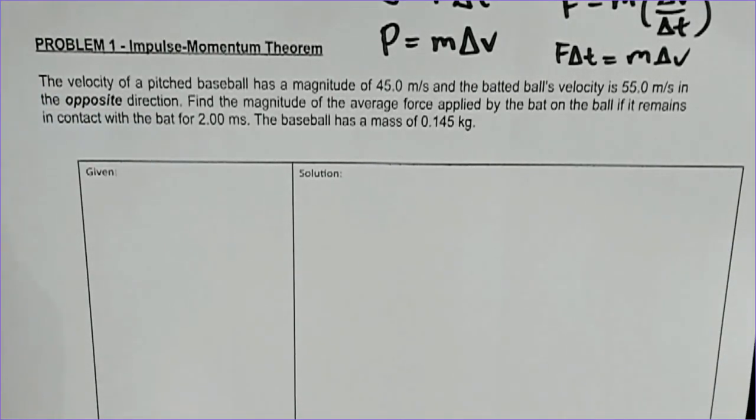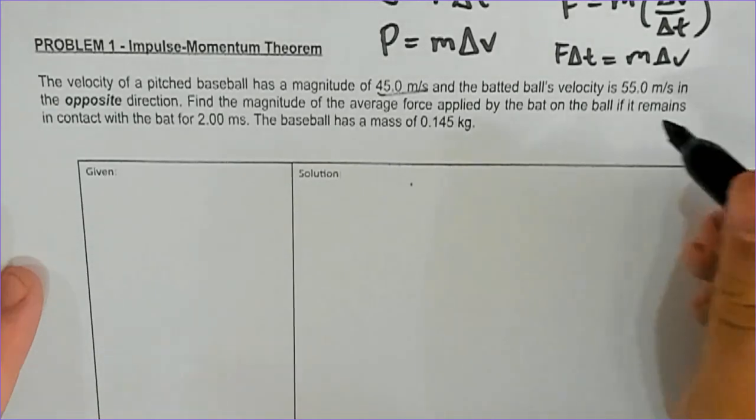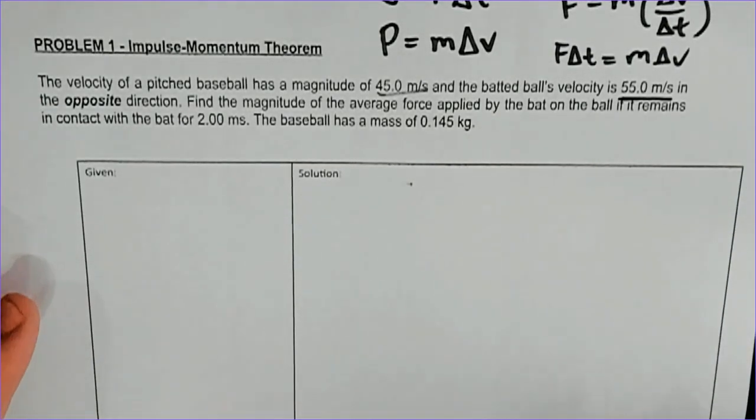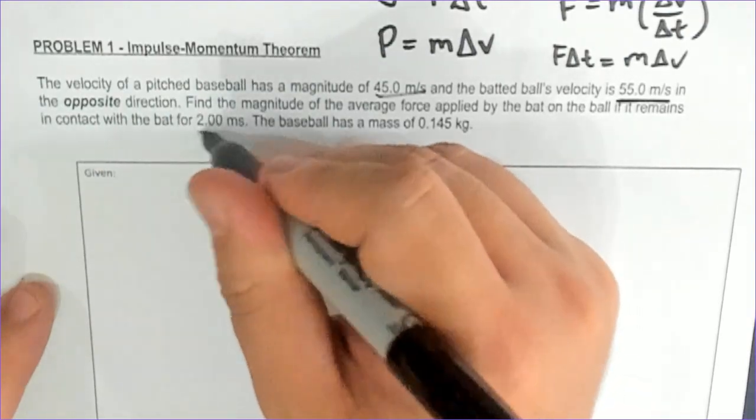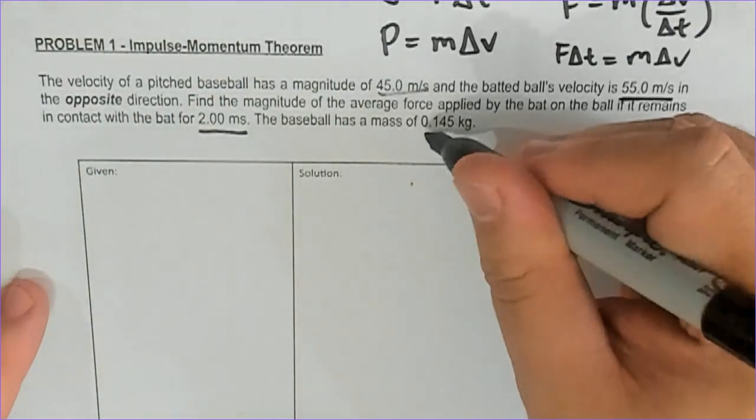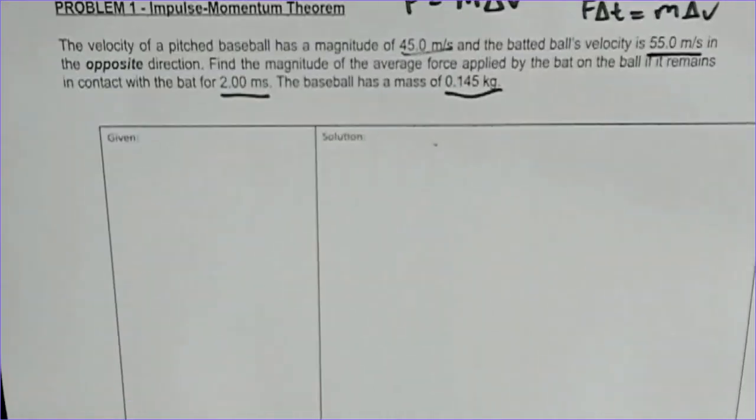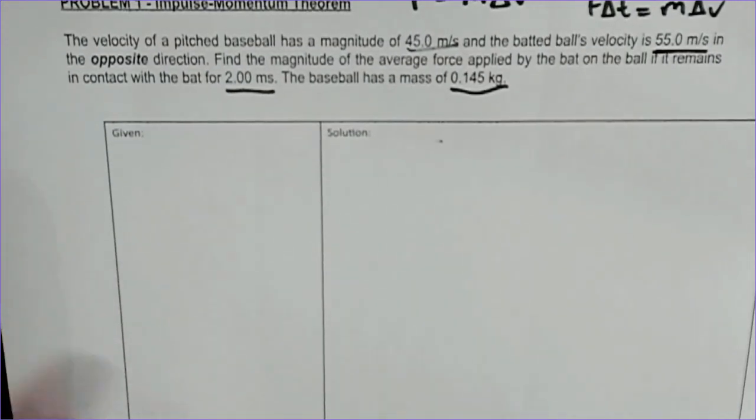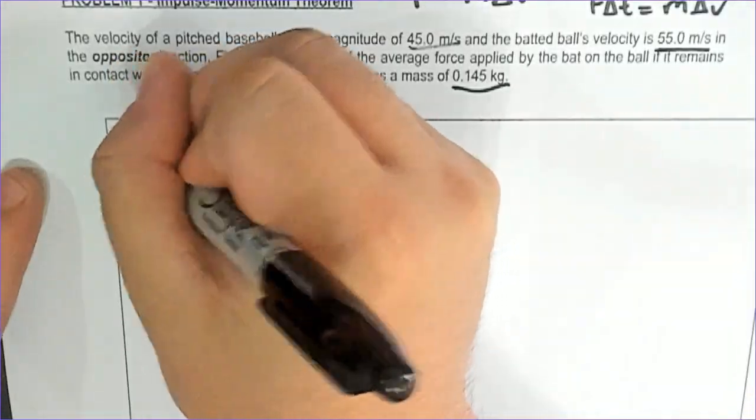So basically, when we're given a problem like this, let's take a look at what values we're given. We have 45 meters per second, that's the velocity of your baseball before, and 55 is the one after. Opposite direction is also important. The time that we're given is 2 milliseconds, and the mass is 0.145 kilograms. So now let's take a look at how we're going to solve this. Let's list down what we have.